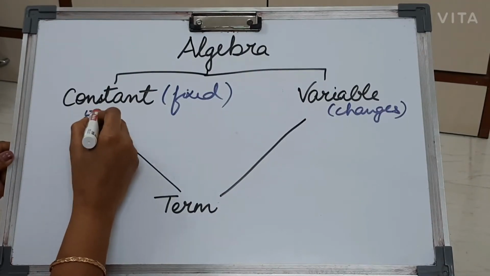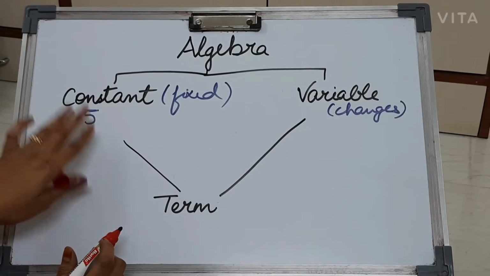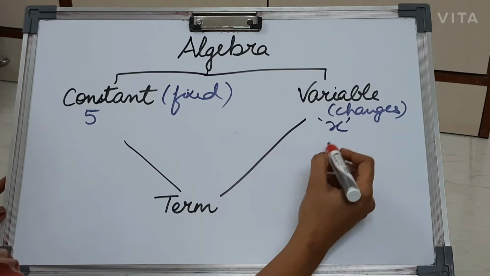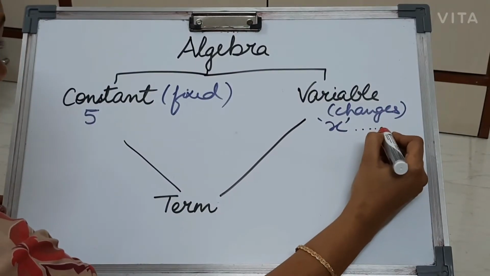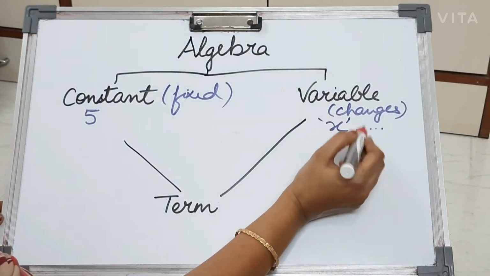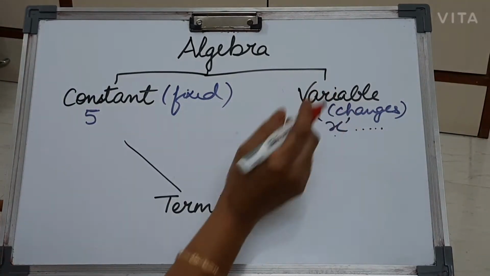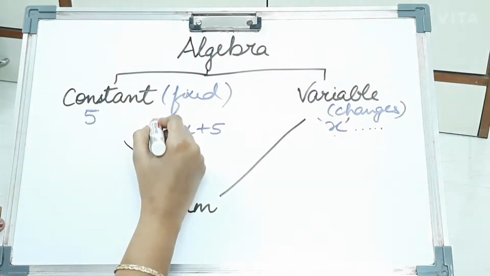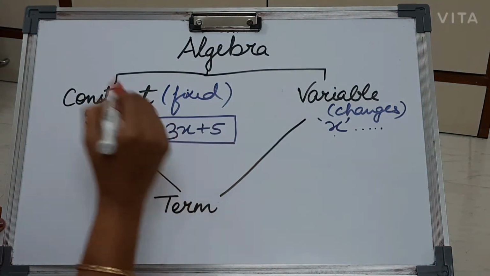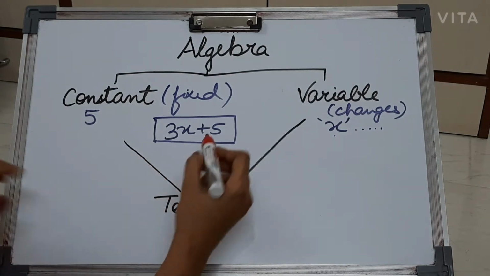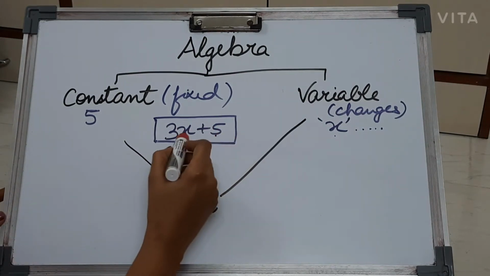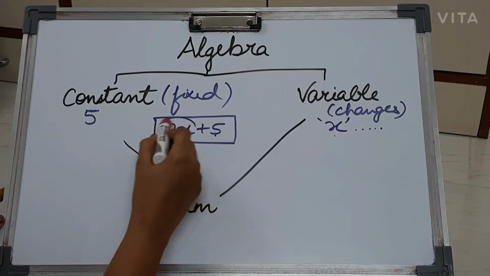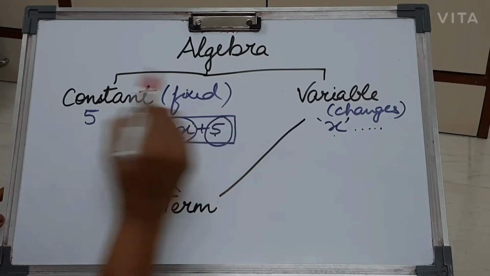Now, how does it mean fixed and how does it change? Suppose a number here is 5. We know this is the number 5, this is fixed. Variable means if there is any symbol or letter like x, whenever we put any value to this x, then the expression will change. Suppose I write here 3x plus 5. Suppose this is one expression, or equation we can say. So here we can say this 5 is fixed and here the x value will change, so this portion is variable and this is constant.